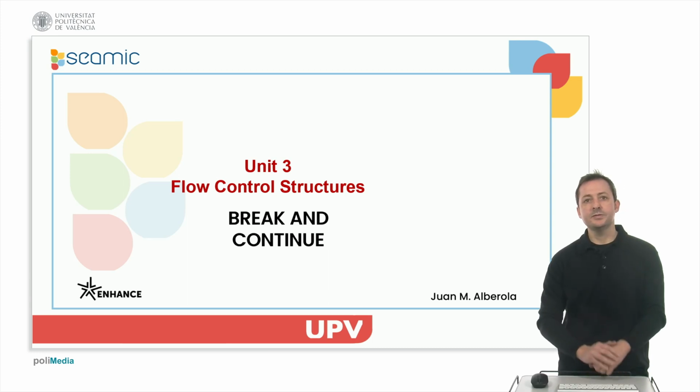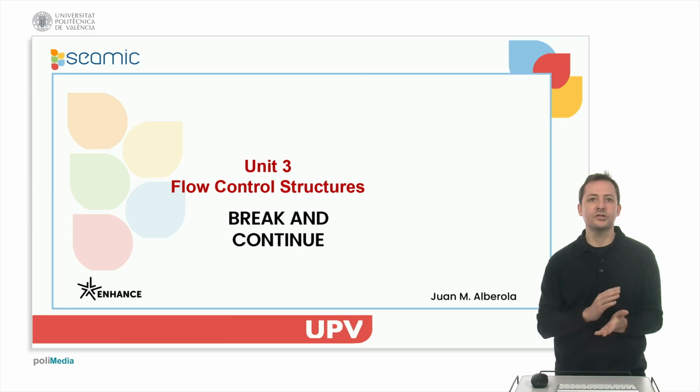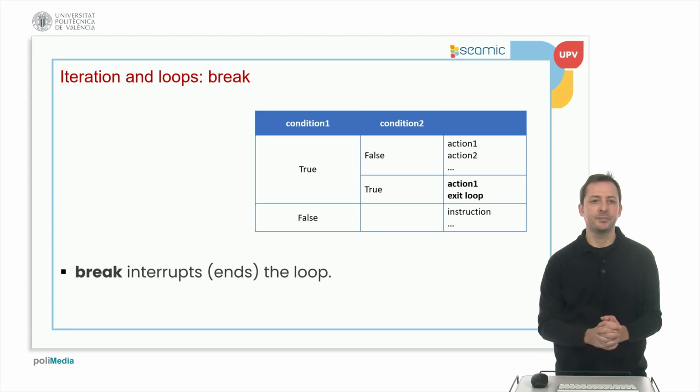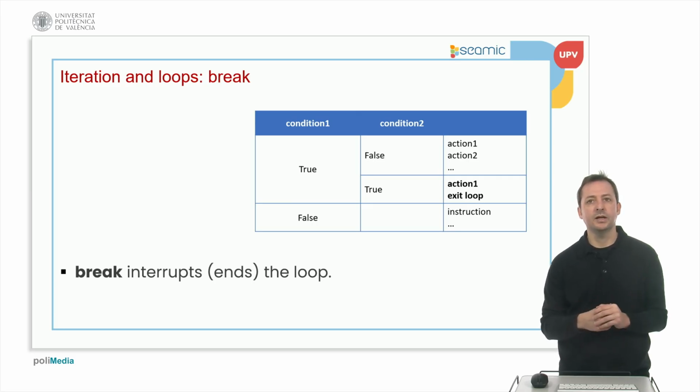Hi everyone! In this video we are going to introduce two different statements that allow us to change the default behavior of a loop. These statements are break and continue. Break is used to interrupt the loop before expected. So at some point you can find some instruction or some condition where you want to cut the loop. You can use the break statement and prevent the loop from continuing until the end.